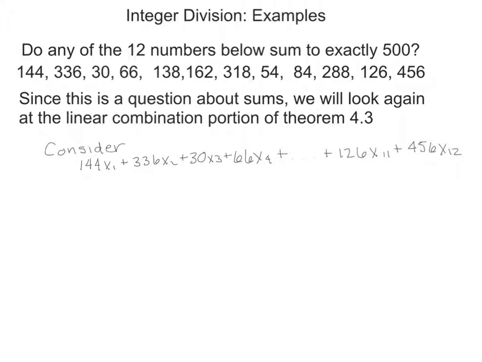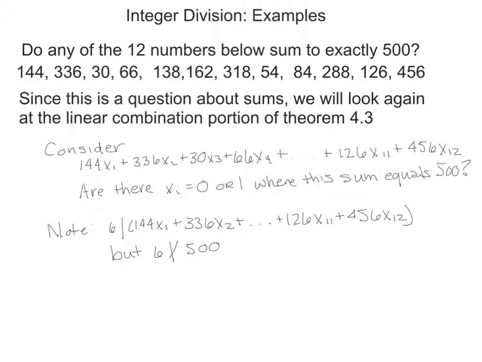In particular, we're going to consider linear combinations of the 12 numbers. In terms of linear combinations in the original question, do any of the 12 numbers sum to exactly 500? Essentially what we're doing to make it into this question is we'll limit our x sub i to be either 0 or 1. And then the question is, is there a linear combination where the x sub i is 0 or 1 where the sum equals 500?